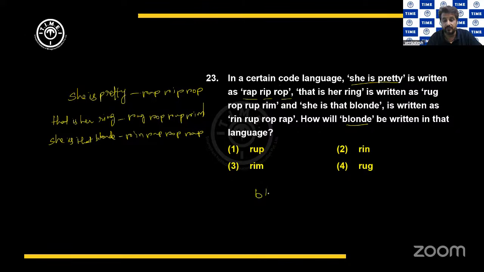So we have to identify the code for blonde. How to identify it? This word is available only in the third statement. We have to check whether this term is common anywhere among the given statements. No, it is only available in the third statement, so we cannot directly pick it out, but to find blonde, I have to rule out the remaining words. "She is that": if we observe the first and second statements, I can conclude what "she is" is.